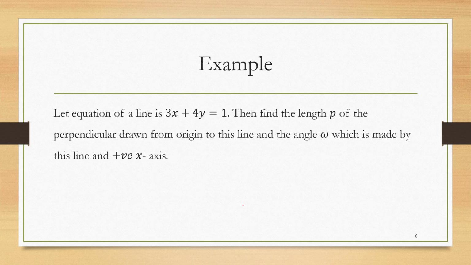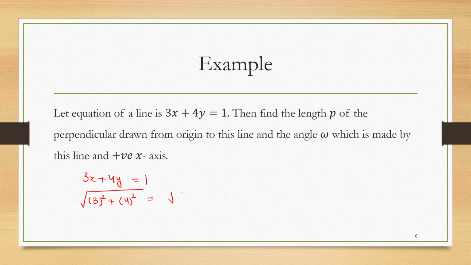So the given equation is 3x plus 4y equal to 1. First of all, I am going to use the direct technique. So 3x plus 4y equal to 1. 3 square is 9 plus 4 square is 25, and their square root.